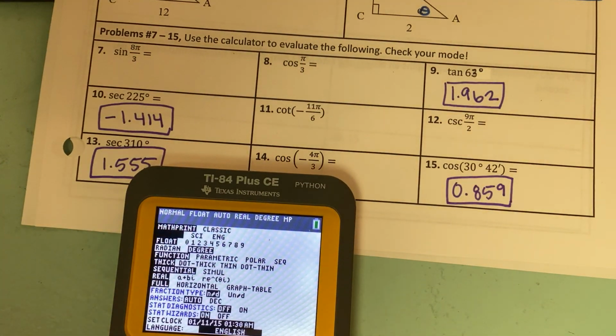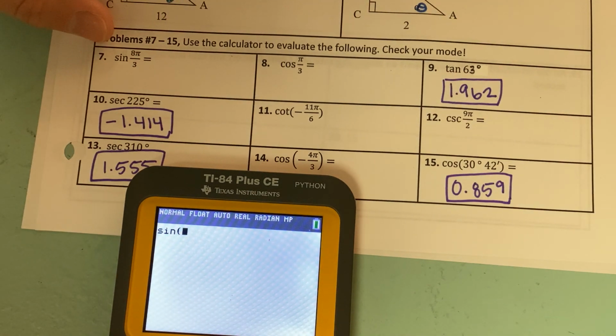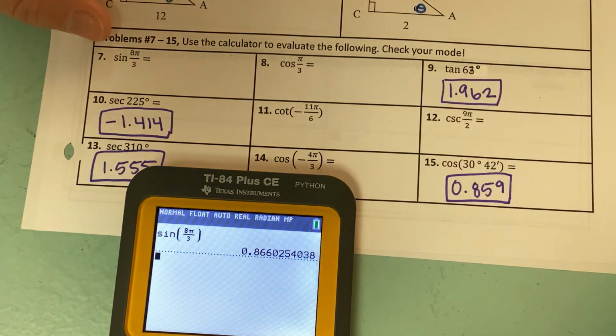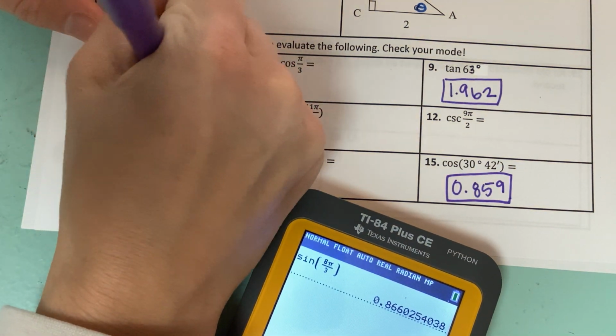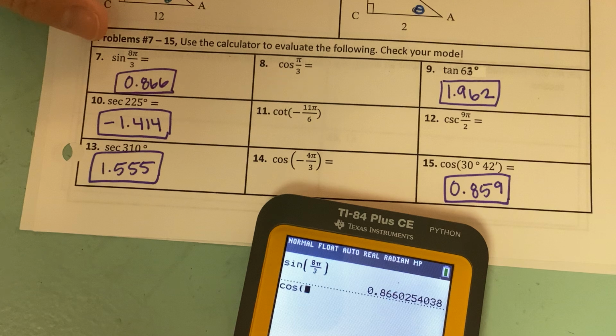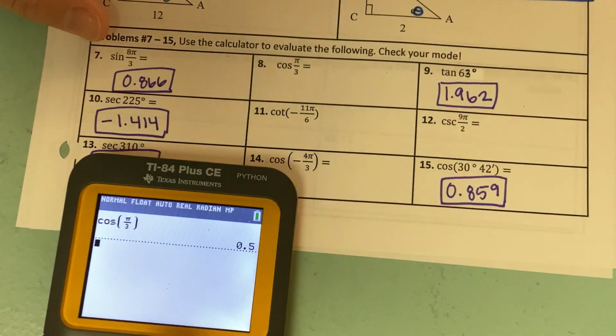Okay, so now I'm going to change my calculator to be radian mode. So I'm going to go to mode, go down to radians, and I'm going to type everything in again. Just now I'm in radian mode. So sine of 8 pi over 3, 0.866. Cosine of pi over 3, 0.5.